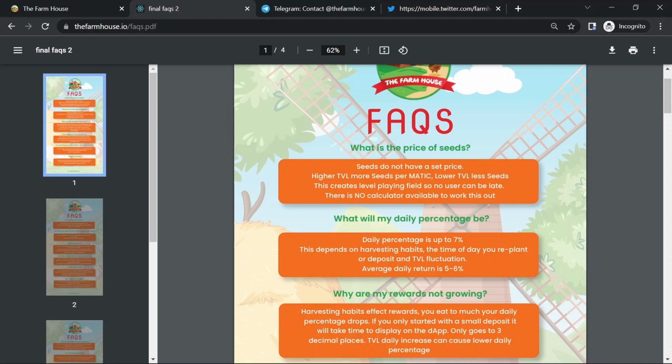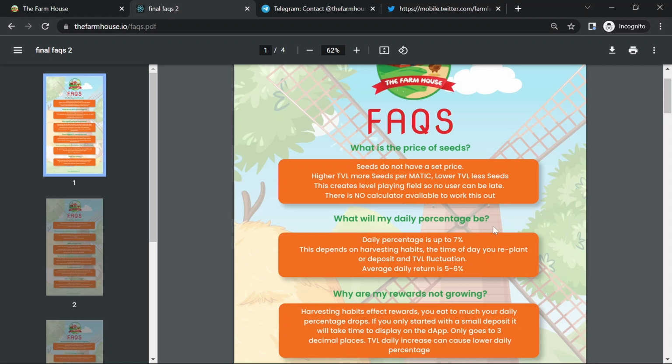But what they're saying here is that the seeds do not have a set price. Higher TVL, more seeds per Matic; lower TVL, less seeds. This creates a level playing field, so no user can be late. There is no calculator available to work this out. So even if you join later, you're going to get a similar number of seeds as someone who bought at the beginning of the launch.